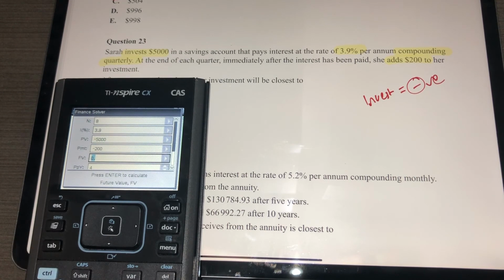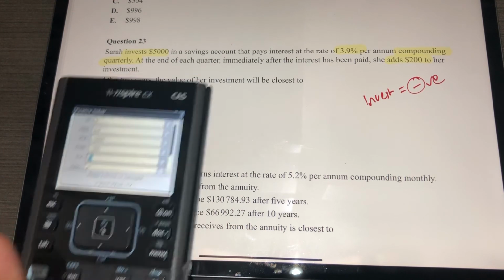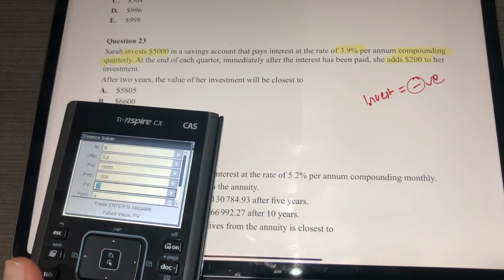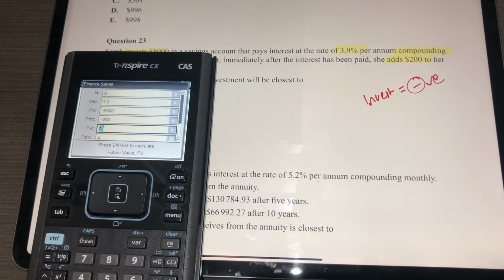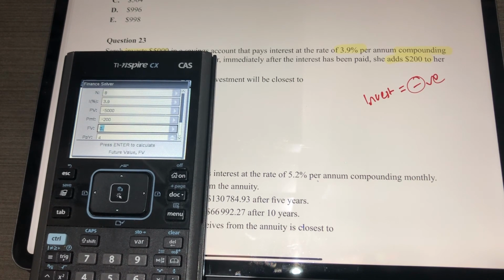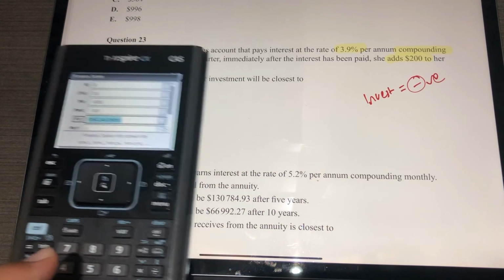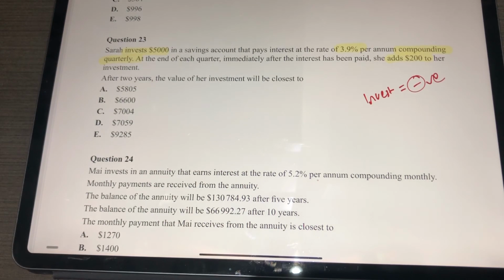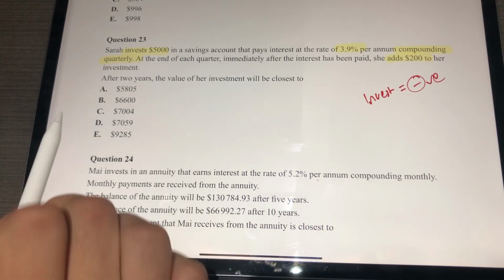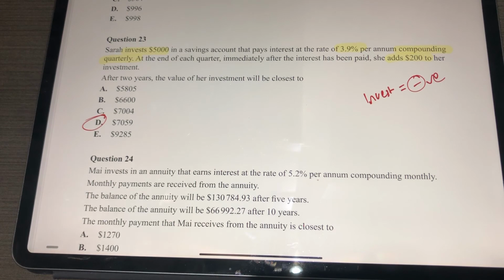Click tab. Now, future value is the only thing we don't know, and it's saying after 2 years, the value of an investment will be what? So after 2 years, we want to know what the future value is in 2 years. So all I have to do is click enter here, and the value comes up straight away, and it's telling me that it's $7,059.25, and that is closest to D. So therefore, 23, D is my answer.